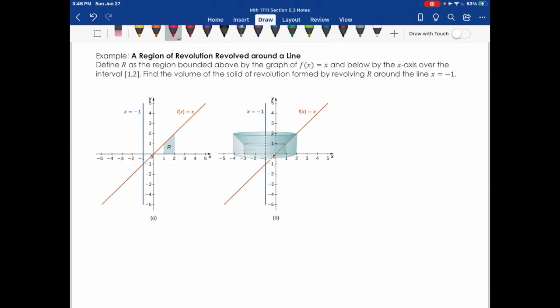So the problem reads, define R as the region bounded above by the graph of f of x is equal to x and below by the x-axis over the interval 1 to 2. Find the volume of the solid of revolution formed by revolving R around the line x is equal to -1.